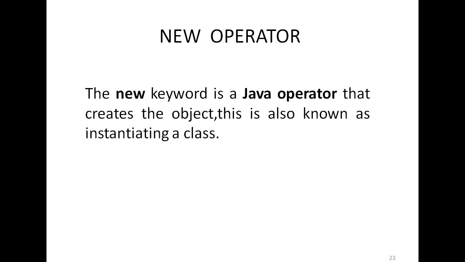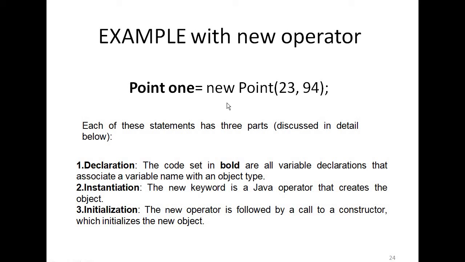And how do you create the object to the class? By the use of this new operator. So the new operator is actually not only creating the object to that particular class, it is also creating a memory space. It is giving a memory space to that particular class.